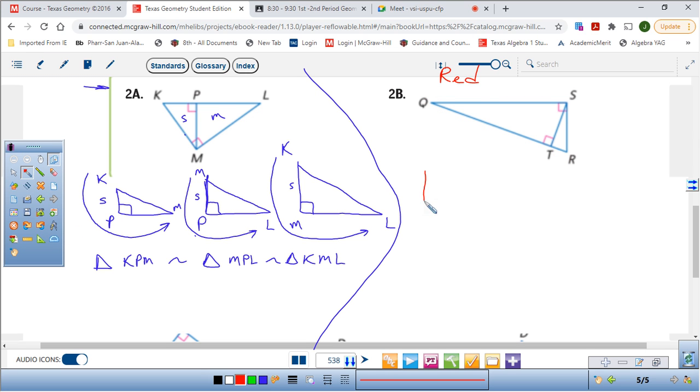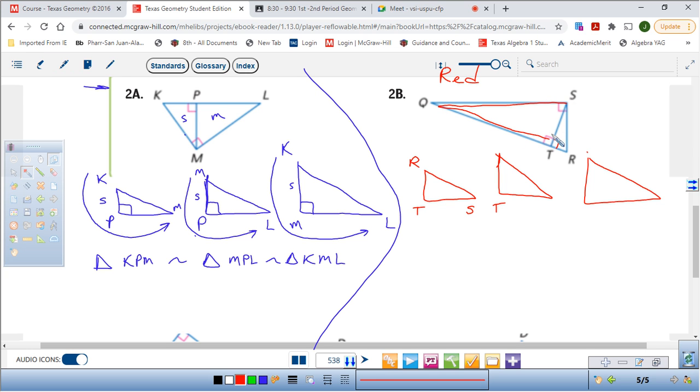I'll do it the way the book did it, and then a medium one, and then the big original one. I'm going to go with the right angle, and the small one would be over here where T is at. The shorter leg would be TR, and then TS. This one would be T. We're looking at this triangle now. The smaller side would be TS. The longer side would be TQ.